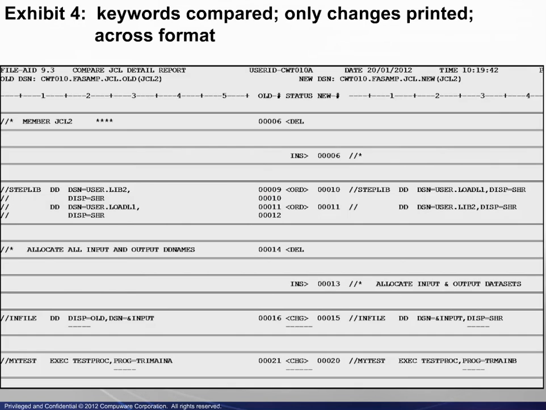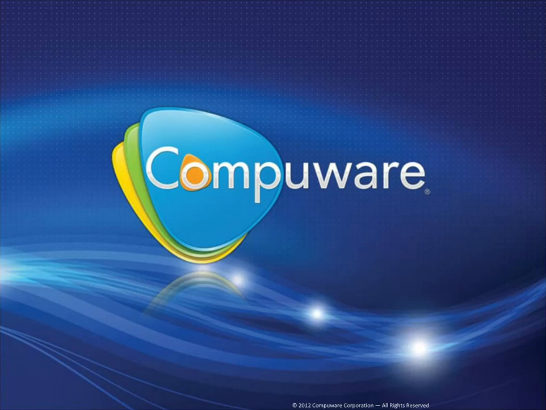For Exhibit 4, keywords were compared, only changes were printed, and the across format was requested. Again, we look to the center for reordered keywords. This concludes this module. Thank you.